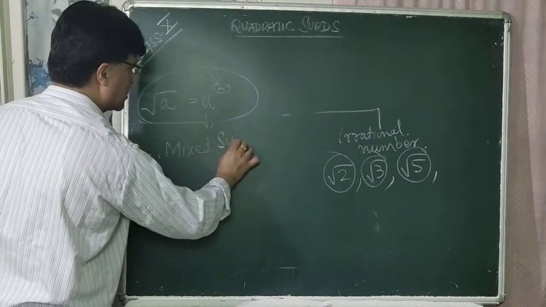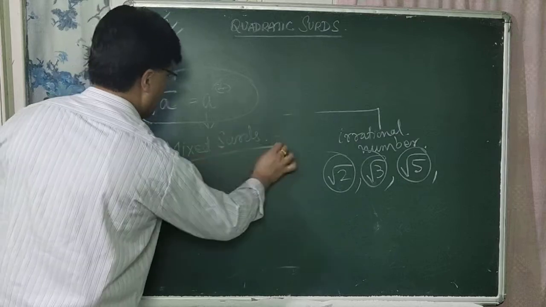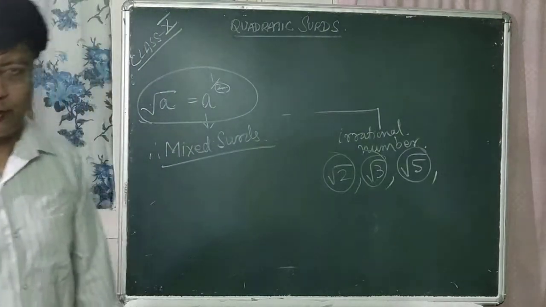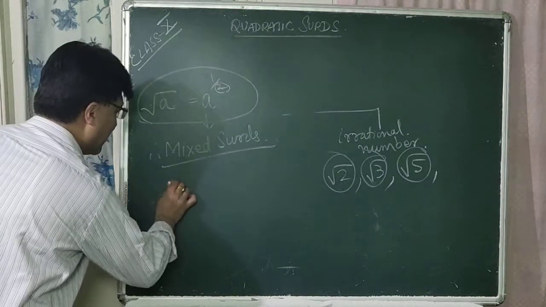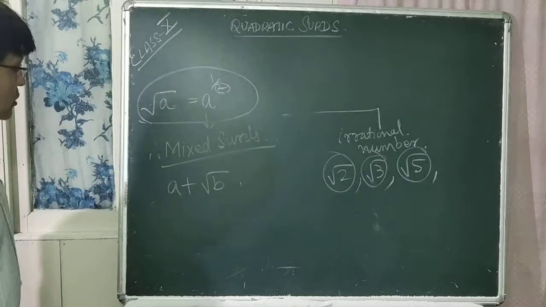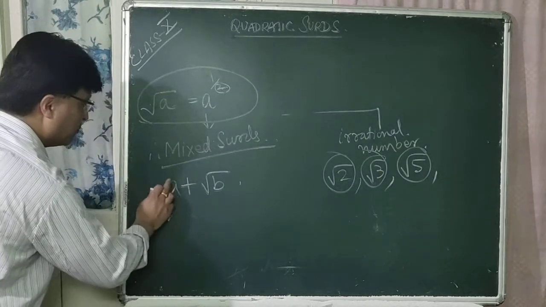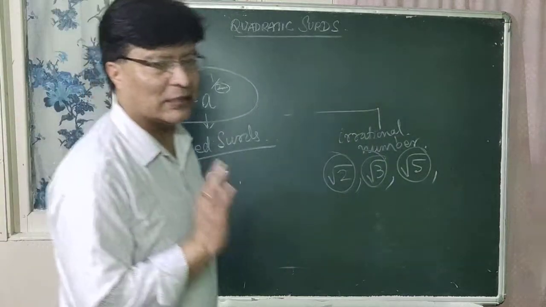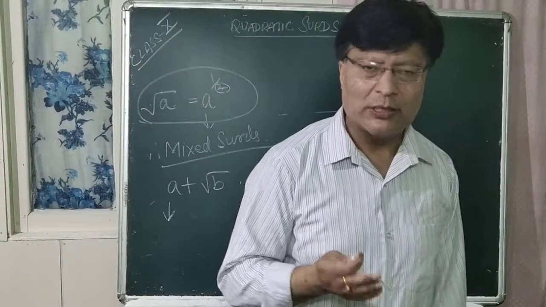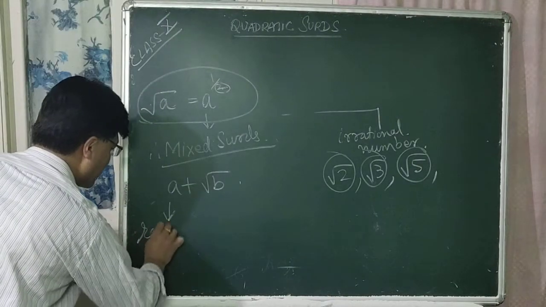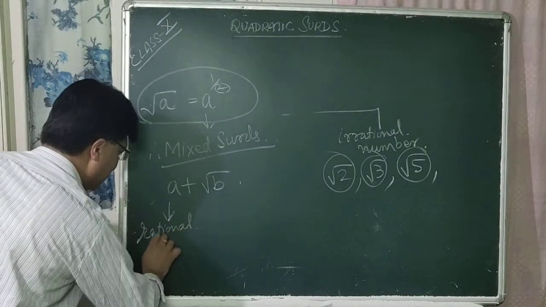M-I-X-E-D, mixed surds. So what type of numbers are known as mixed surds? Suppose we have a plus root over b. Here a is the rational part because there is no square root there. If the number does not contain a square root, then that number is known as a rational number.